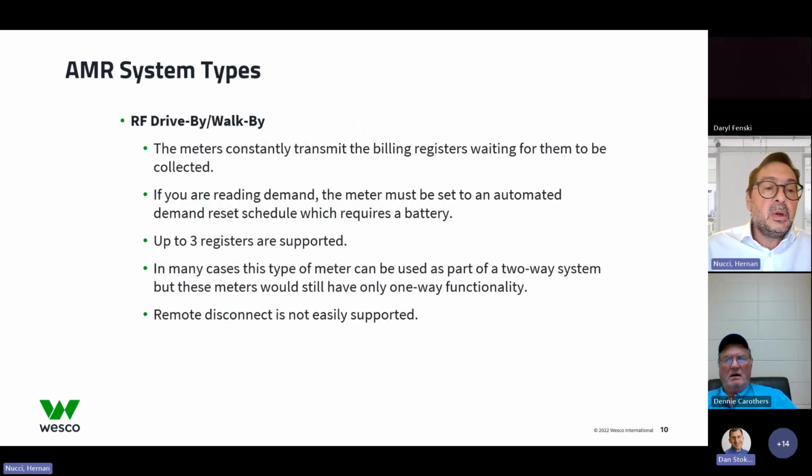An evolution of the AMI, AMR was the drive-by and walk-by. In this case, the meters are constantly transmitting the billing register, and you need to be close to the meter with a collector, data collector, even in a truck or a handheld, to read those variables. Up to 3 registers are supported, and there's a way to do a two-way functionality, but it forces you to be close to the meter, which defeats the purpose.